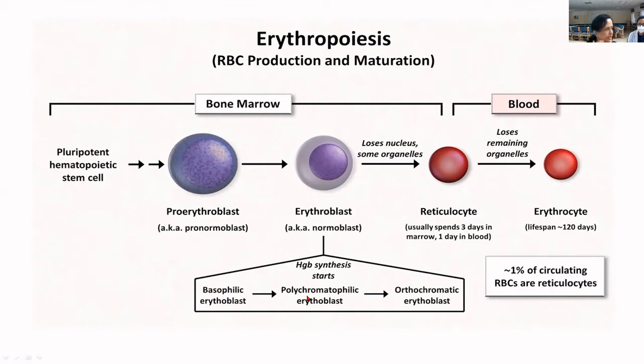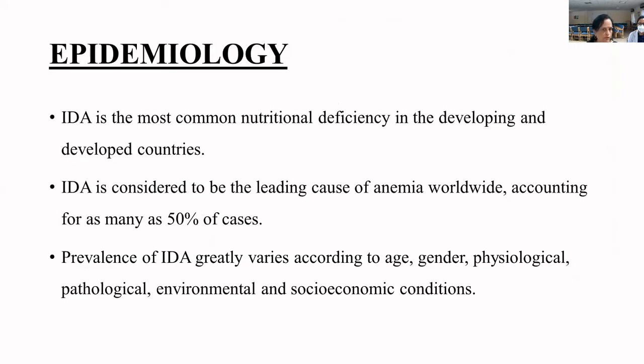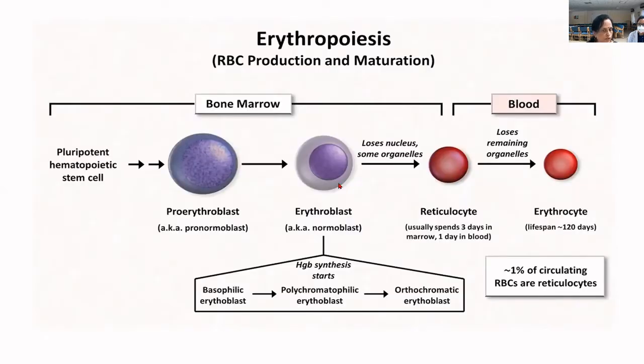Why that color? Because the cytoplasm starts hemoglobinizing. Hemoglobin starts in the cytoplasm. That's why two colors. Then orthochromatic is the late normoblast. The cytoplasm would have almost the same color as that of an erythrocyte. That means it would have accumulated enough hemoglobin, or hemoglobinization is complete. So that is the cytoplasmic maturity what we talk about. So when we say all this, what is that? Color: basophilic, polychromatophilic, and orthochromatic.